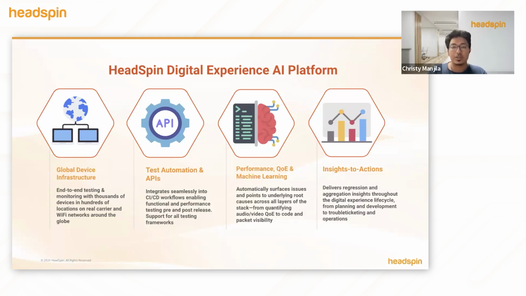Now, the third pillar is performance, QoE, or quality of experience, and machine learning. Here, once you run any of the test cases that we have with the APIs and our tools, you get insights into those particular test cases as session reports. Now, the session reports would contain some root cause analysis of the test that you've done, and it will also give you how well the app performed in those particular use cases.